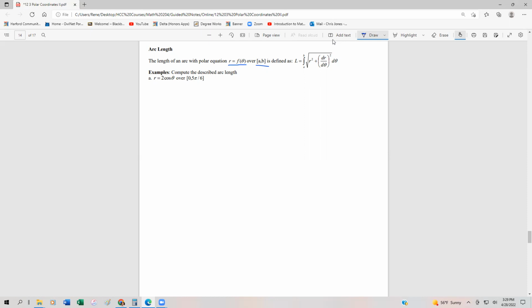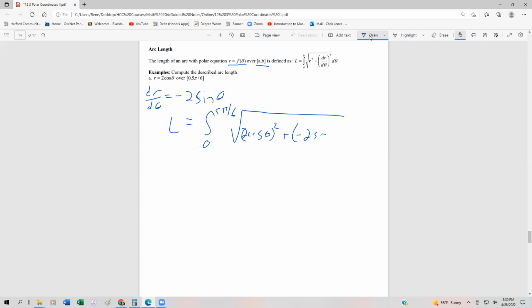First thing we're going to do, we're going to find the derivative with respect to theta. So dr/d theta is going to be -2 sine of theta. And then we just substitute back into our formula above. And so our length is going to be equal to the integral from 0 to 5 pi/6 of the square root of (2 cos theta) squared plus (-2 sine theta) squared d theta.